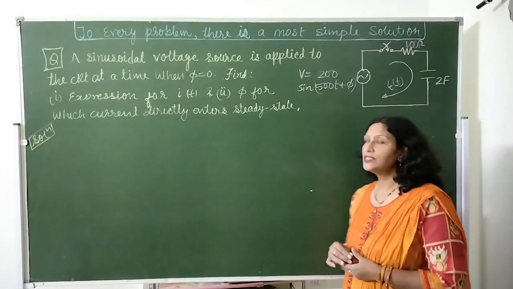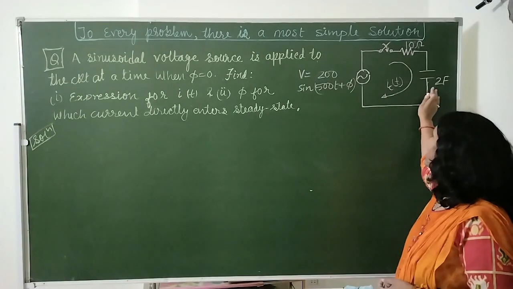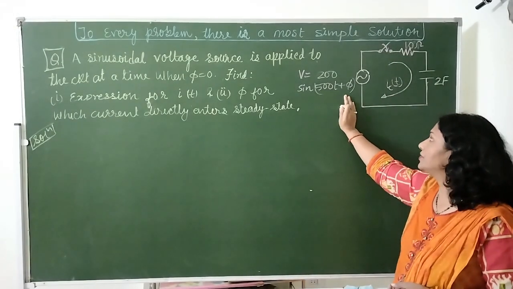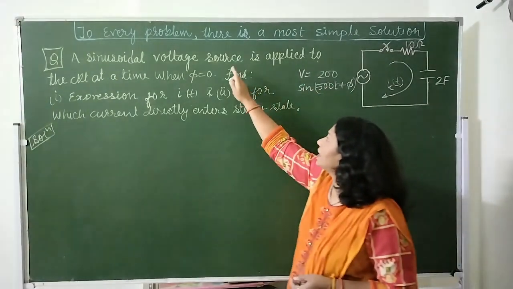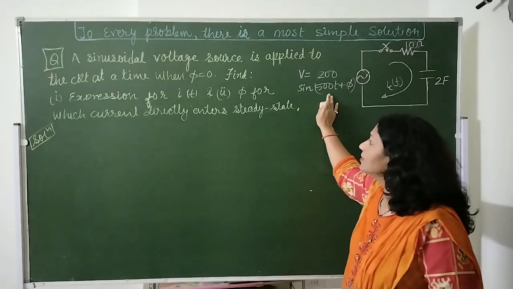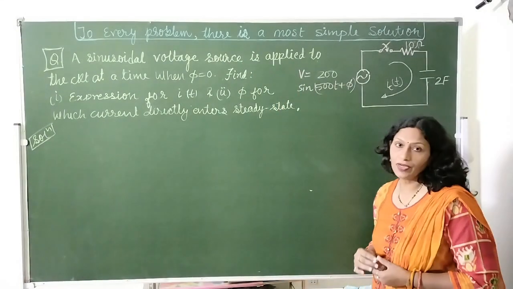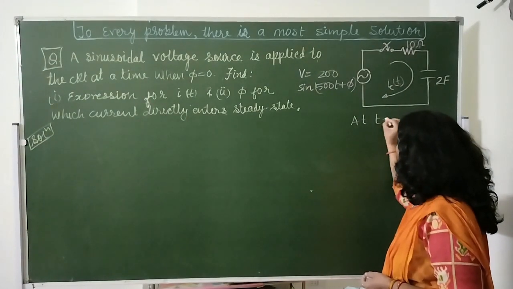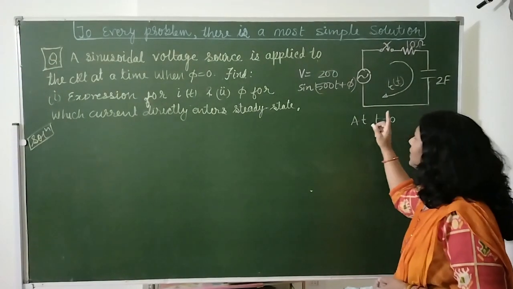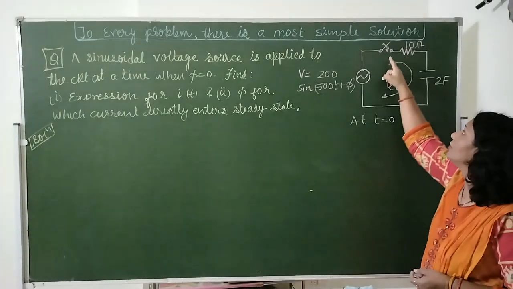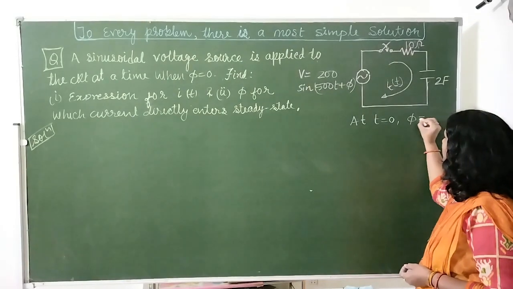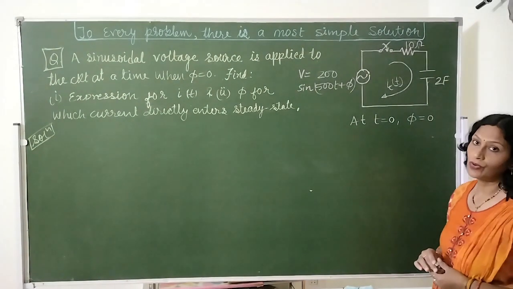Hello students, in this video we are given this RC series circuit with this sinusoidal input voltage applied to it, and at the time of application of this signal phi is equal to 0. So here we can conclude that at t equals 0, when this signal is applied or when this switch is closed, phi is also equal to 0.